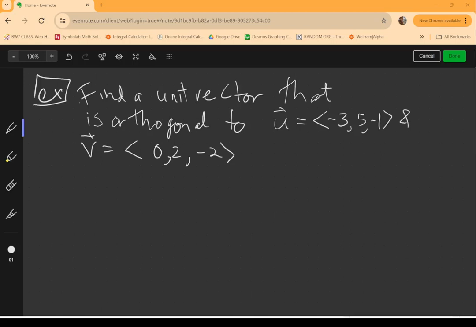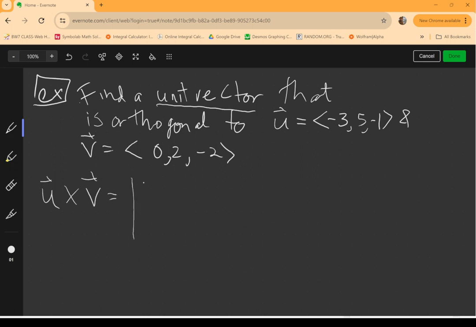Okay, so in this video, we're going to go over this example where it says find a unit vector that is orthogonal to u and v. Right, so not just any vector, but a unit vector. All right, now we'll first start off by finding a vector that's orthogonal. Again, whenever you're asked to find an orthogonal vector, the first thing that should come to mind is finding the cross product, u cross v.